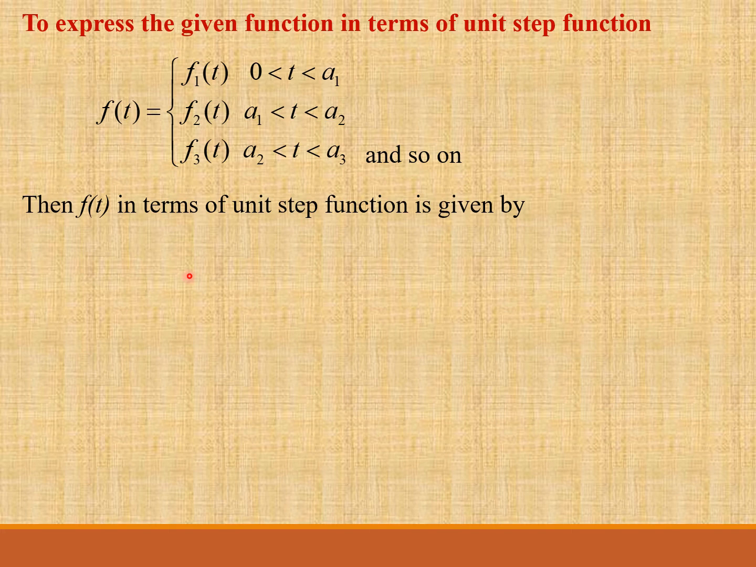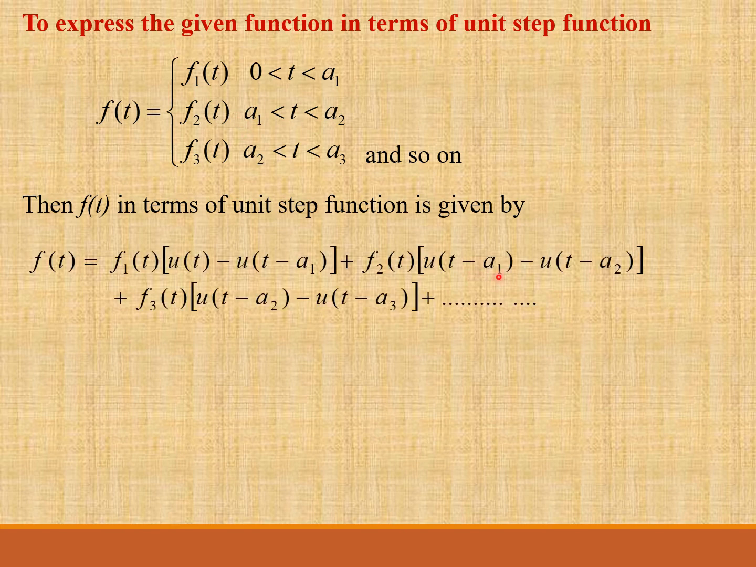f of t is equal to f1(t) into u of t minus 0, that is t minus lower bound, minus u of t minus a1, that is upper bound, plus f2(t) into u of t minus lower bound for that particular interval, t minus a1, minus u of t minus a2, plus f3(t) in bracket u of t minus a2 minus u of t minus a3, and so on.